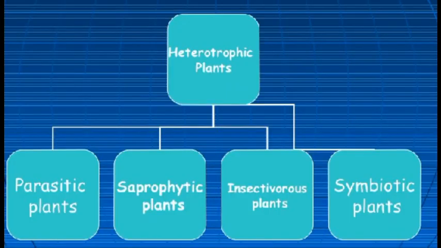There are 4 types of heterotrophic nutrition in plants. The first one is parasitic plants. Second one, saprophytic plants. Third one, insectivorous plants. And the last one, symbiotic plants. Today in this section, we are going to discuss the first two, parasitic plants and saprophytic plants.